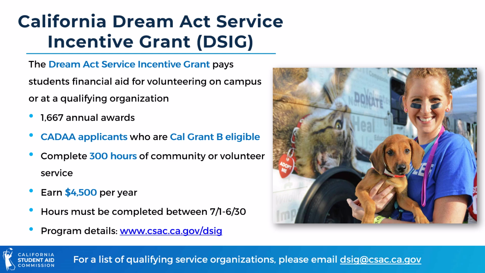The grant will be available to students for up to 8 semesters or up to 12 quarters, while they have an active Cal Grant B award or a Cal Grant A award that meet the criteria for a Cal Grant B. You can visit the link provided on the slide for program details. And to request a list of qualifying service organizations, please email the DSIG team at dsig@csac.ca.gov.